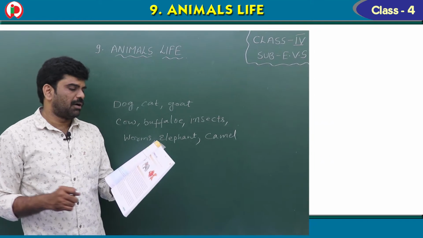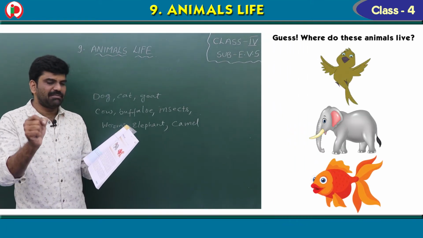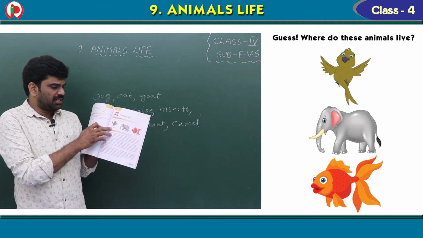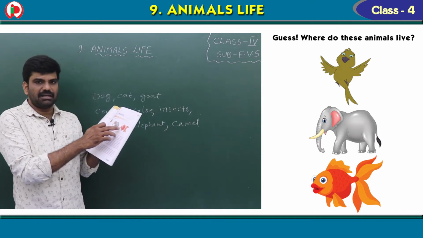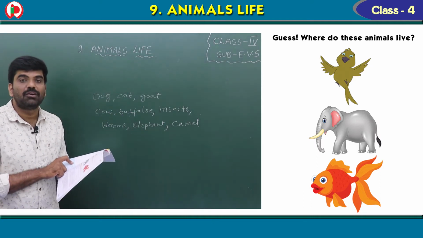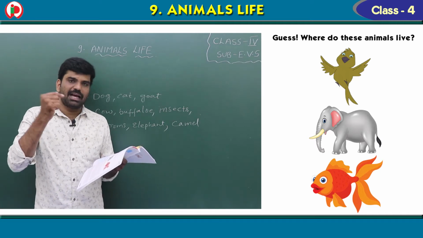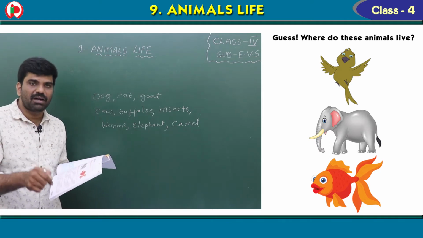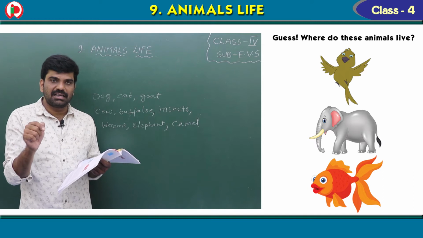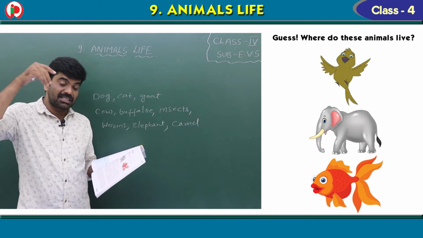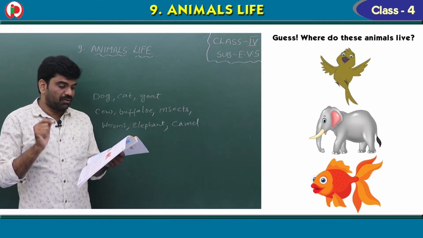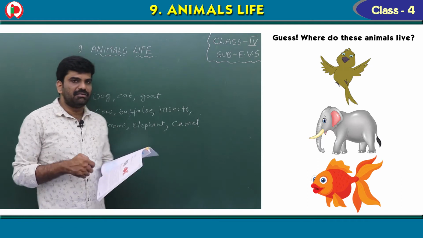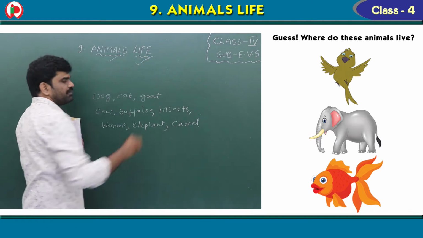What is that? Time to warm up. Guess where these animals live. Here, see, these are the animals. The first one is, what is that, children? Bird. Second one is elephant. And third one is fish. Where do these animals live? Do all the animals live on the land? Yes or no? No. Some animals live inside the water, some live on the trees, and some fly in the air. Some animals live inside burrows also. So now in this lesson we are going to learn the life of animals, which is called Animal Life.